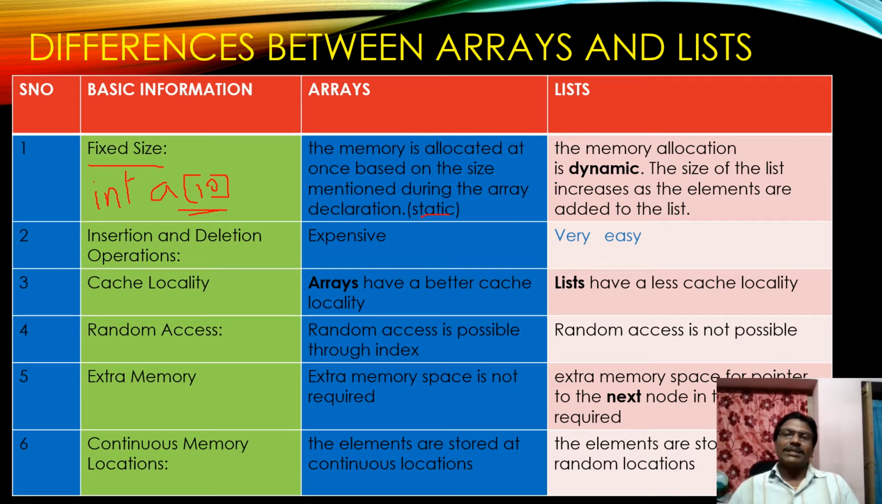Now lists. The memory allocation is dynamic. The size of the list increases as elements are added to the list, because at the time of execution we use dynamic memory allocation functions like malloc, calloc, and realloc. It can add any number of elements. So this is an advantage of linked lists and a disadvantage of arrays.